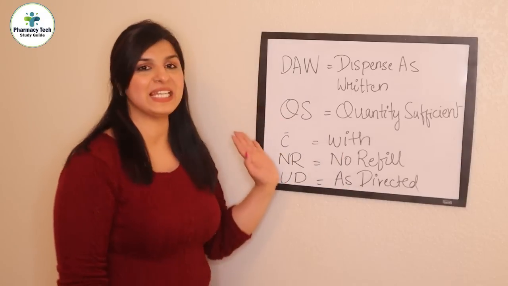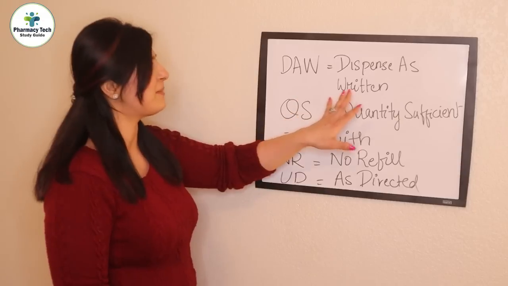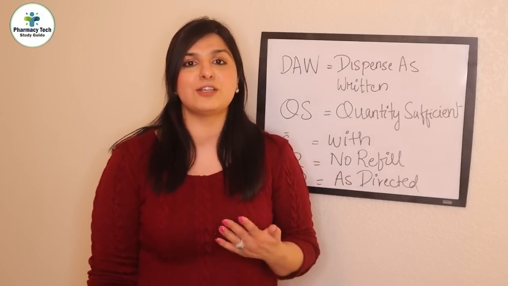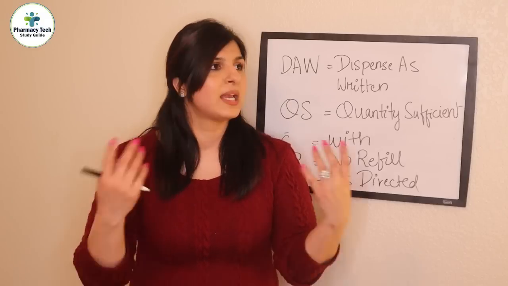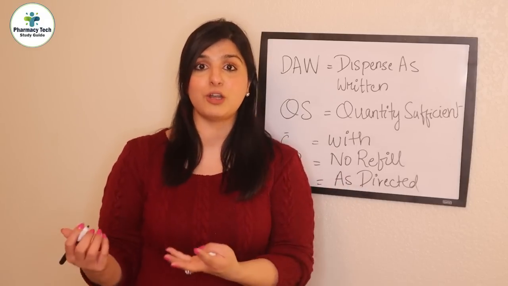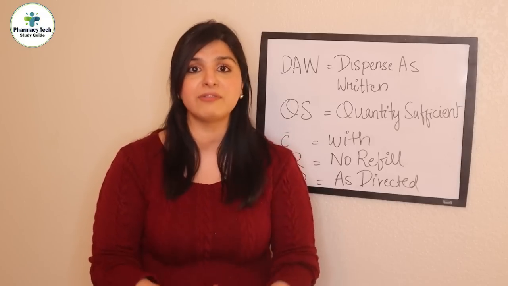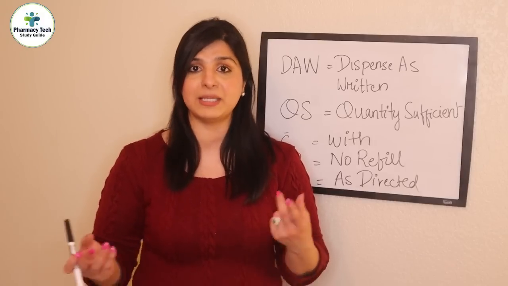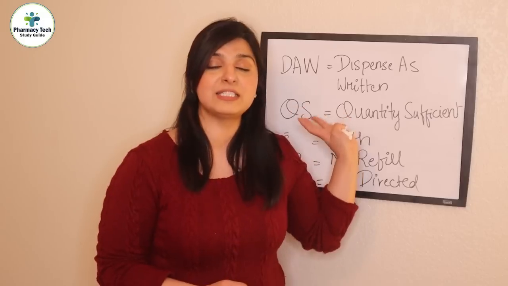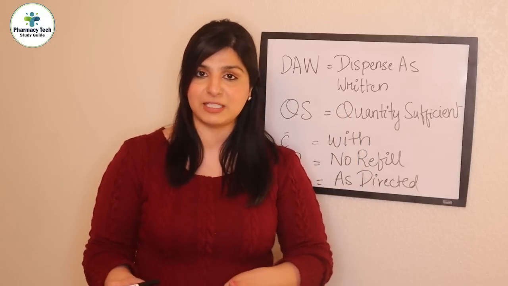So here are some of the miscellaneous abbreviations that you must remember. The first one is DAW, that means dispense as written. Anytime you see this abbreviation on a prescription, that means the doctor is requesting a certain brand of the medication. Let's say a doctor writes a prescription for Zoloft, 100 milligram, one every day, and it says DAW, that means you have to dispense Zoloft, which is the name brand, and a lot of the insurances may not pay for it because the name brand is going to be super expensive. Since the doctor has requested DAW, which is dispense as written, therefore you cannot substitute it to generic.